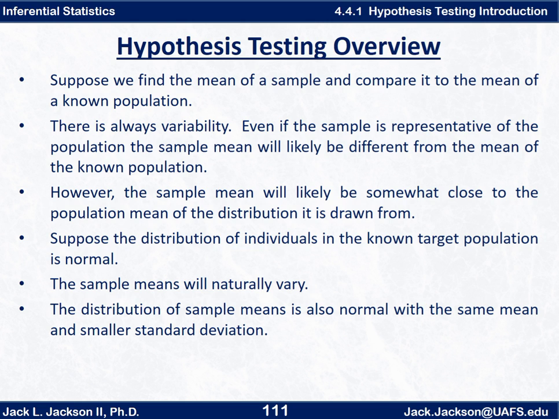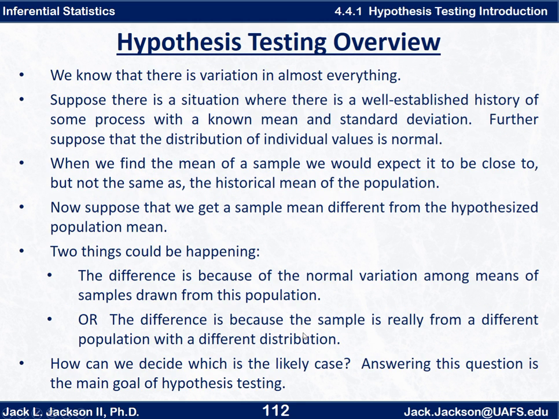So suppose we find the mean of a sample and compare it to the mean of a known population. Now there's always variability, and even if the sample is representative of the population, the sample mean will likely be different from the mean of the known population. However, the sample mean will likely be somewhat close to the population mean. Now, suppose the distribution of individuals in the known target population is normal. Even then, the sample means will vary naturally, and the distribution of those sample means should also be normal with the same mean and a smaller standard deviation than the distribution of individual values.